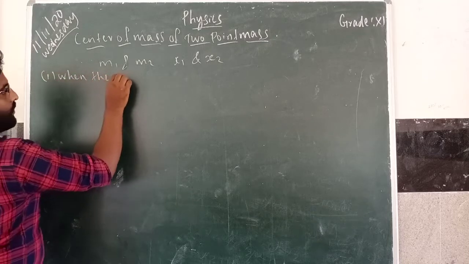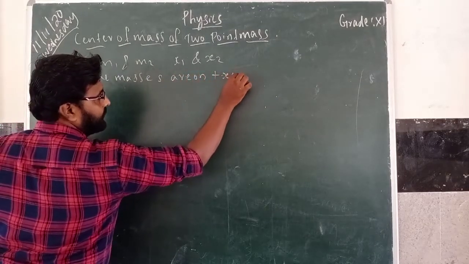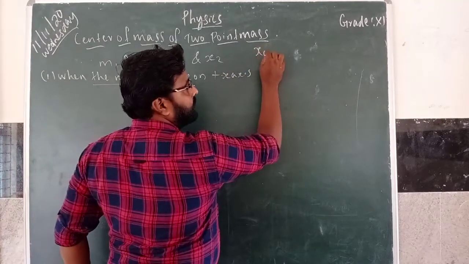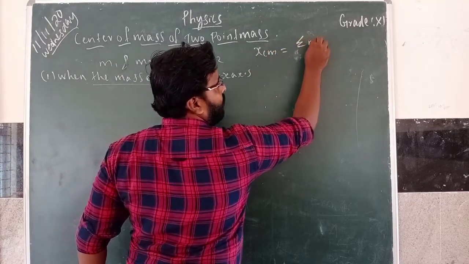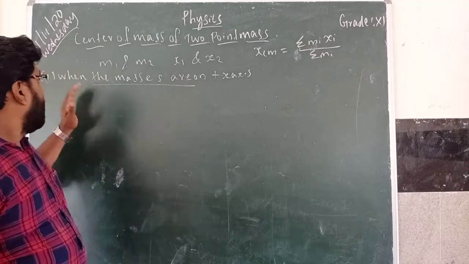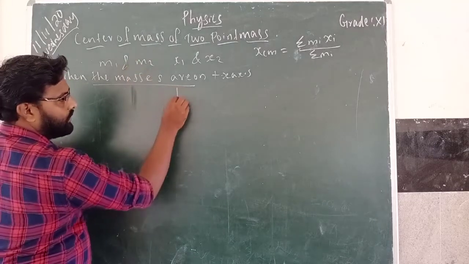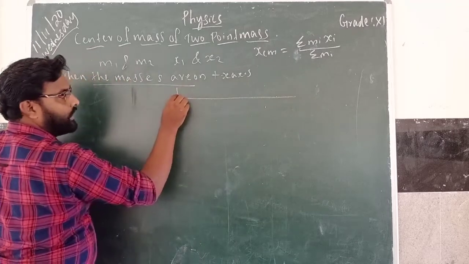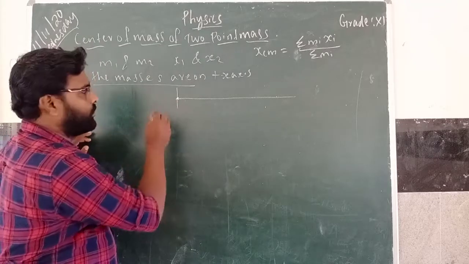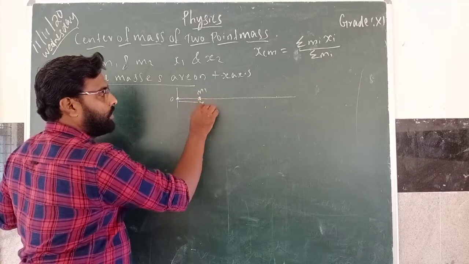When the masses are on the positive x-axis, we know the basic formula. What is the formula? xcm equal to sigma mi xi by sigma mi. Now the masses are on the positive axis, so this is the coordinate system we are taking. You can choose the origin arbitrarily, arbitrarily means you simply choose it, and mass M1 is kept at a position x1.